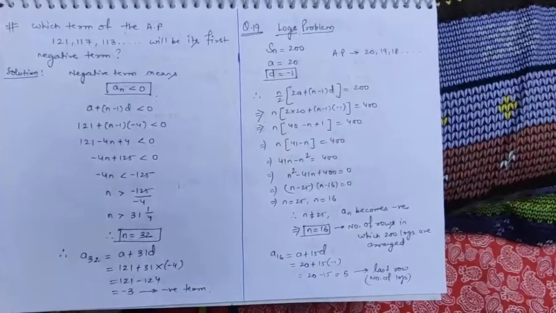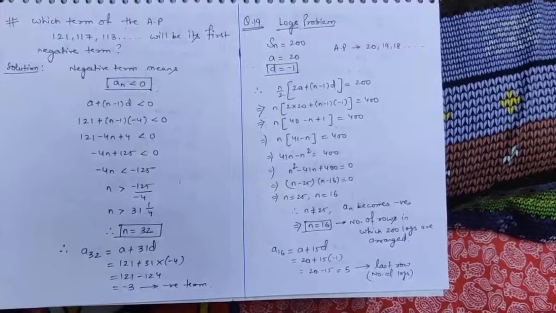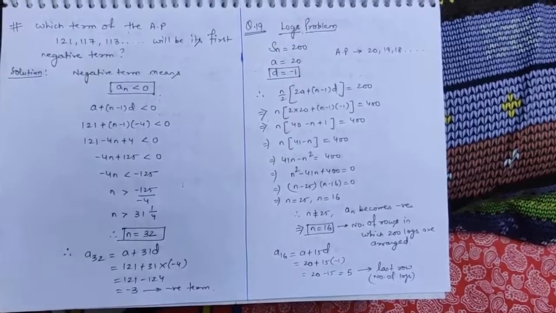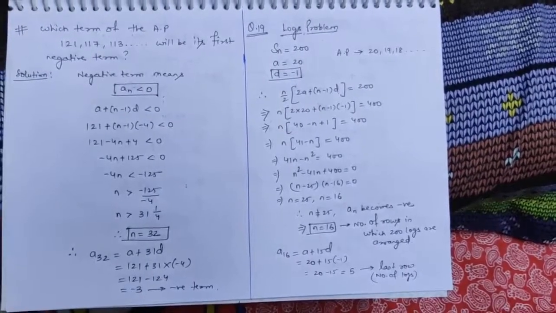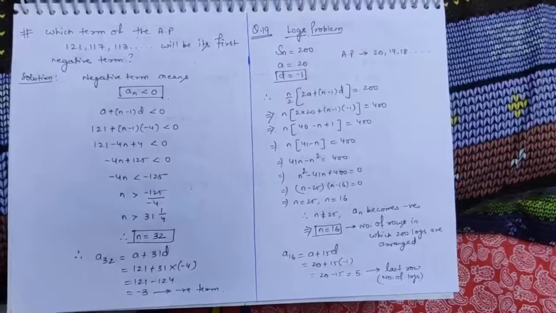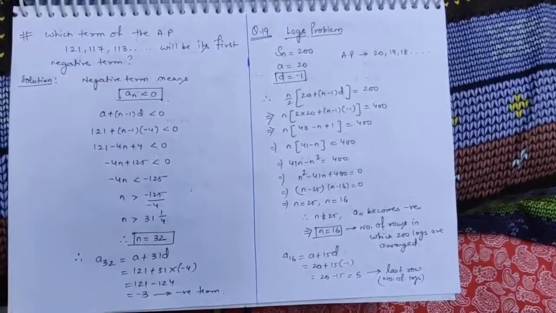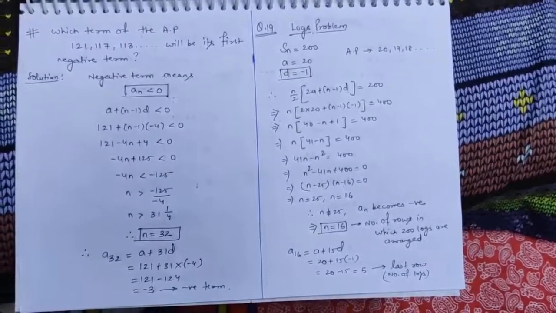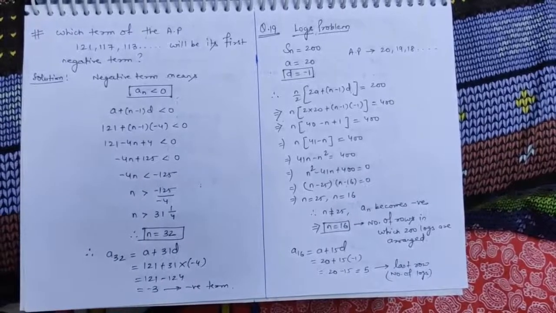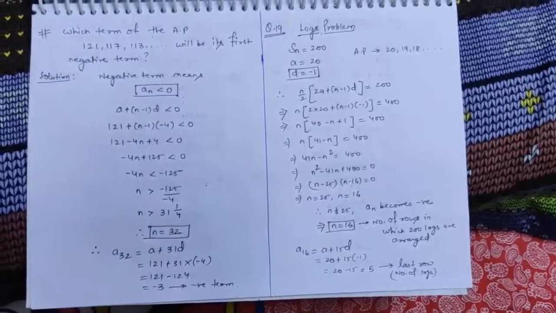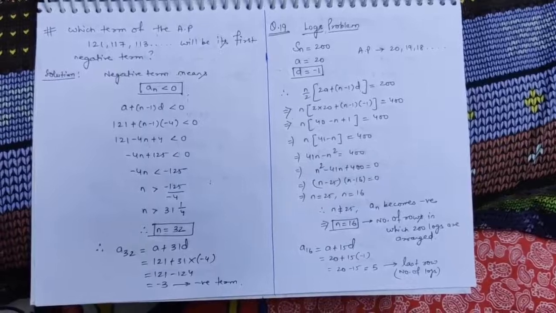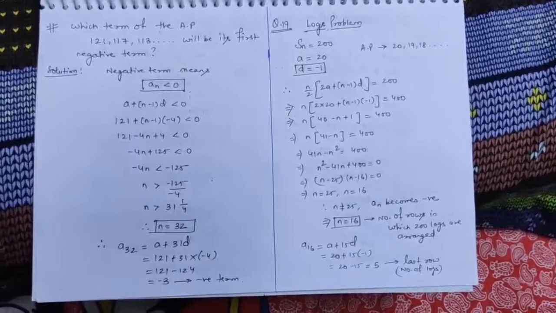Now we see question number 19 of 5.3, the logs problem. In this question, it is given that in total we have 200 logs which are arranged in such a way that the first row contains 20 logs, then 19, then 18, and so on. So we see the sum is 200, the first term is 20, the difference is minus 1.